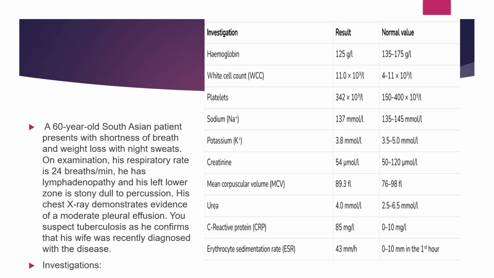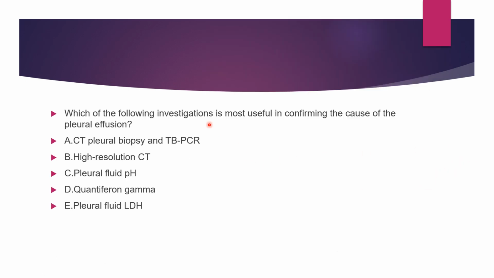Another question: a 60-year-old South Asian patient presenting with shortness of breath, weight loss, night sweats, high respiratory rate, lymphadenopathy, and stony dull percussion. His chest X-ray demonstrates a moderate pleural effusion. You suspect tuberculosis, as he confirms that his wife was recently diagnosed with the disease. Coming to the investigations, the important ones here are only the ESR of 43 and CRP of 85 milligram per liter. And we'll go to the question: which of the following investigations is most useful in confirming the cause of the pleural effusion?